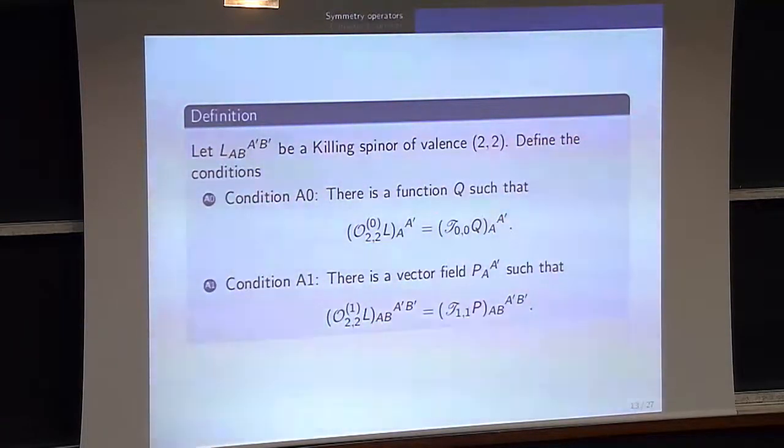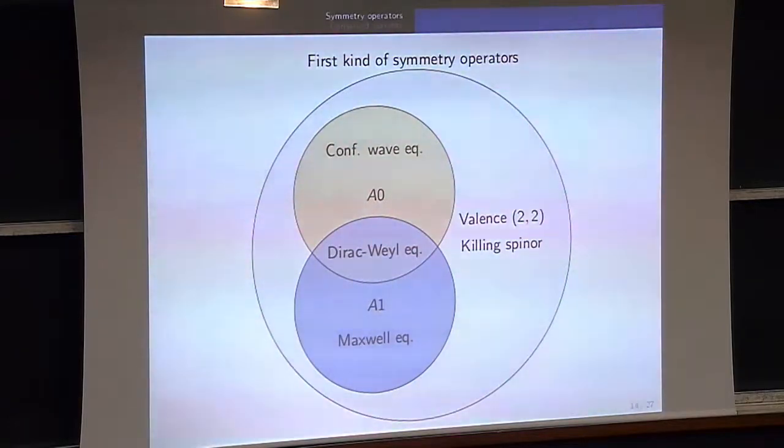The A0 is that we should have a scalar so that the gradient of the scalar just matches the O0 operator. I mean, 0 here is for the spin 0 case, and 1 is for the spin 1 case. And for the condition A1, we need a vector field which satisfies this. So we take the conformal killing vector operator, and that should match the O1 operator. So in just one picture we get this.